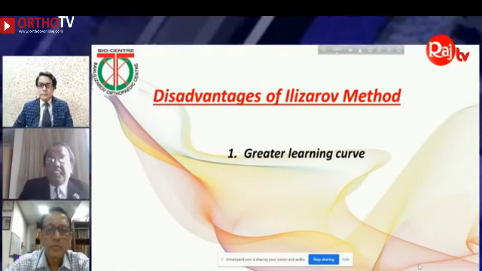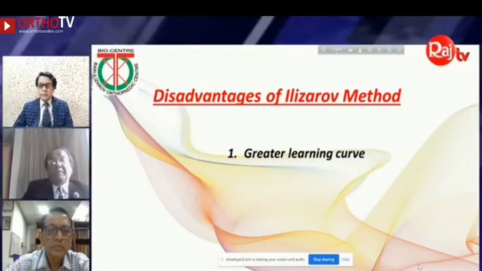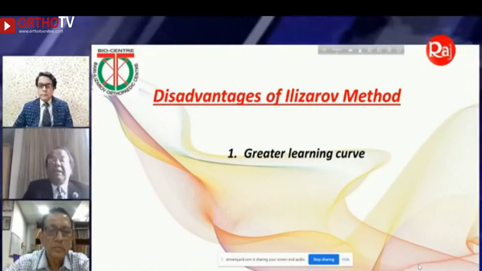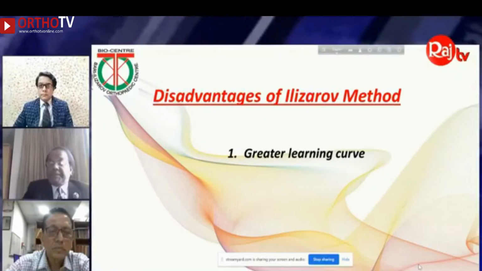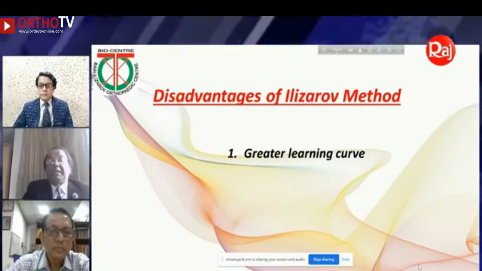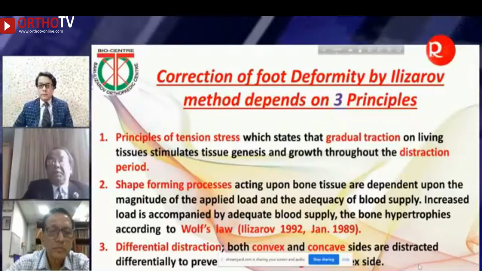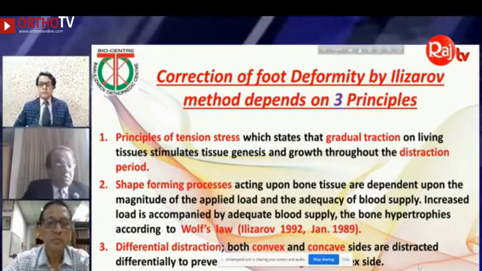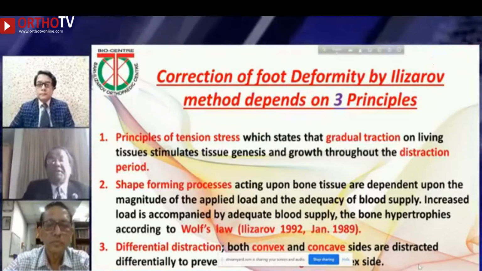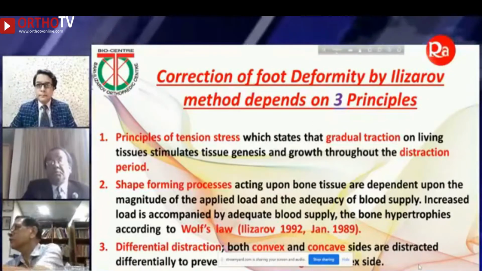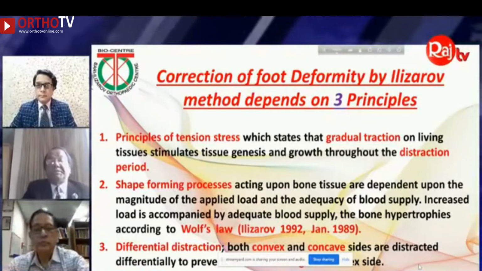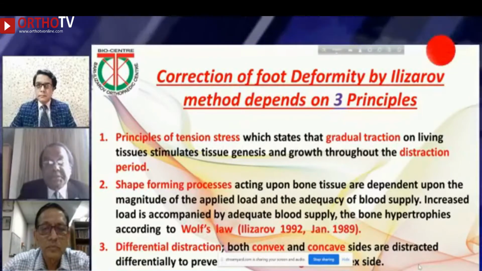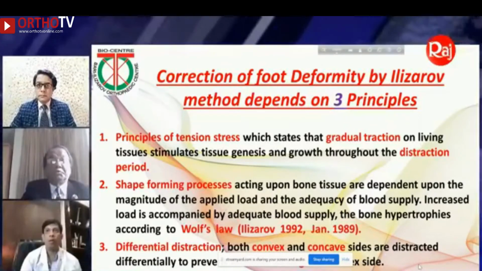If you do Ilizarov, you will not be able to understand every day what you are doing, and it will give you learning and learning. That's why Ilizarov always has a steep or greater learning curve. And if you think about the Ilizarov treatment, we must follow the 3 principles. Principle number 1, which was given by our Professor Ilizarov, is the law of tension and stress. Slow and steady traction on a living tissue creates a stress that is metabolically activated and that gives histogenesis, or you can say tissue genesis.